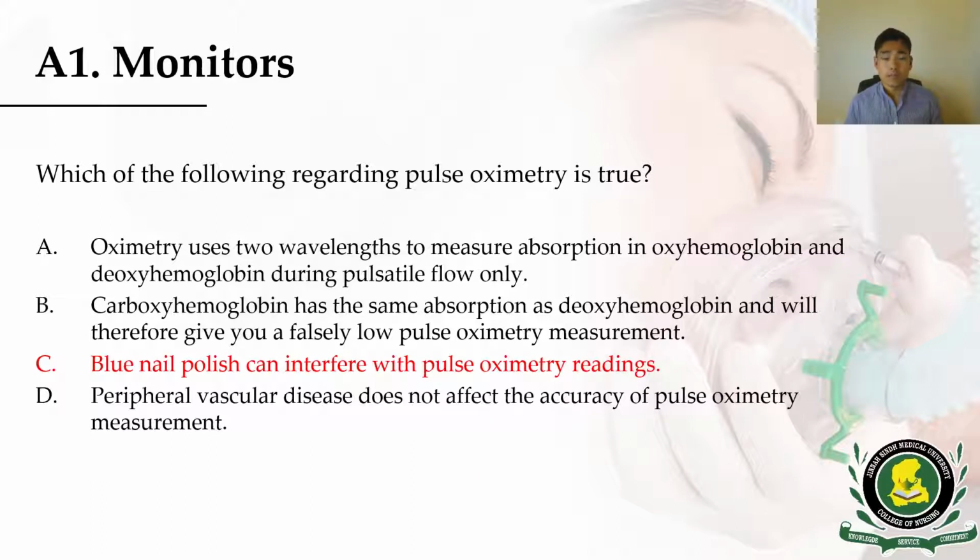At 660 nanometers, carboxyhemoglobin actually has the same absorption properties as oxyhemoglobin, and so a higher concentration of carboxyhemoglobin will give you a falsely elevated saturation. Other factors that interfere with pulse oximetry include blue nail polish, black and purple, anemia, hypothermia, and anything that causes severe reduction in blood flow, such as patients with peripheral vascular disease.